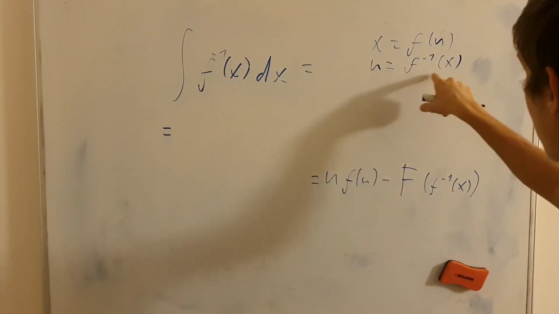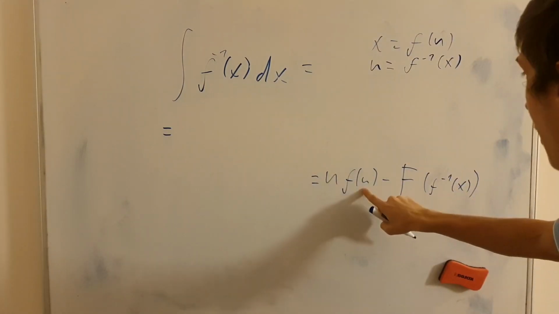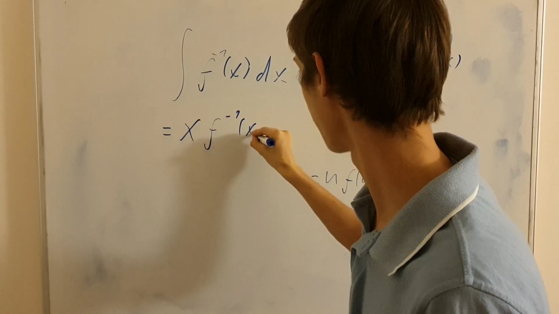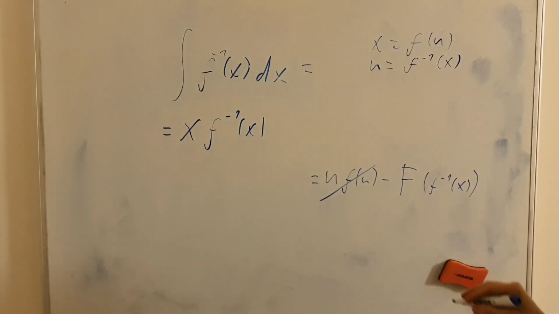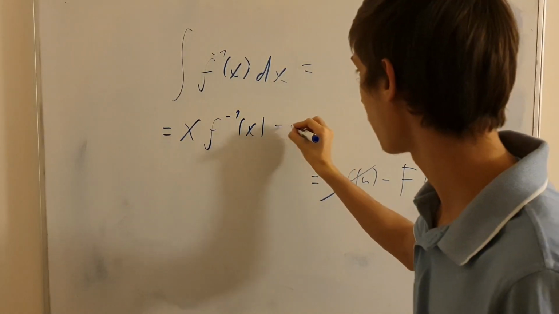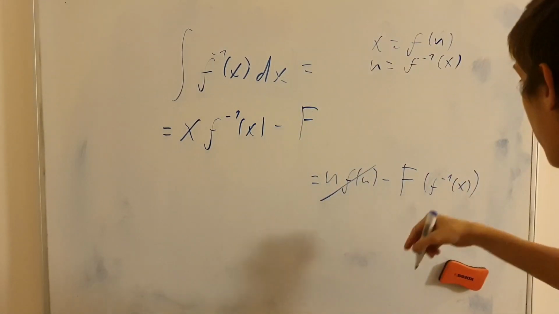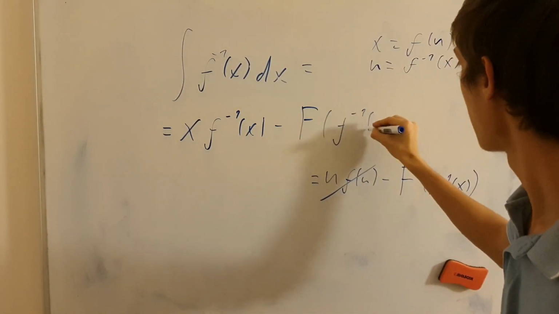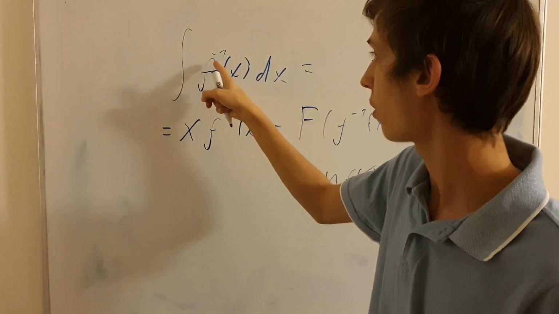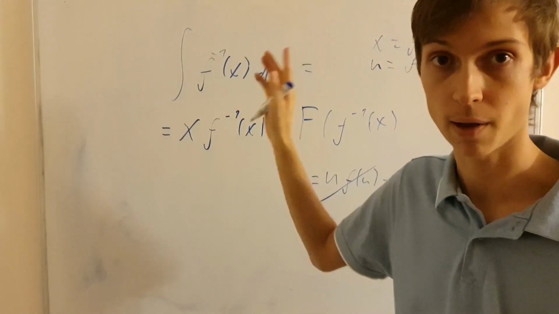So u is f inverse of x, and f of u is x. So I can write this x f inverse of x right there. So that is taken care of, and then minus capital F. Well, capital F, I will just write capital F still, and it's of f inverse of x. Because the capital F, it is the integral of the f of x, not of f inverse of x, but it's the integral of f of x.